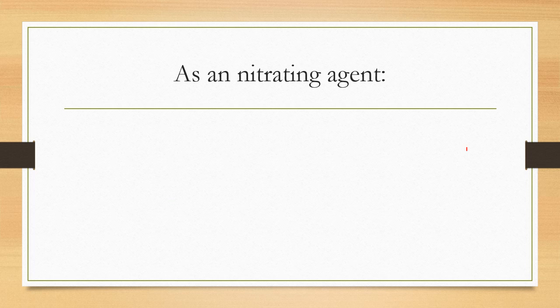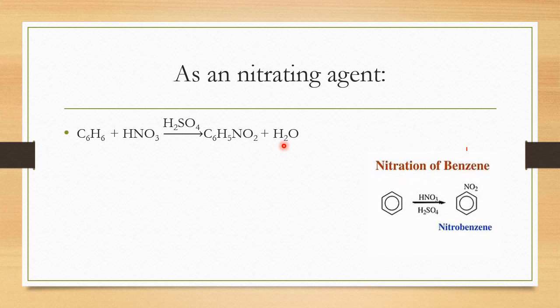The other important chemical property of nitric acid is as a nitrating agent. When an organic compound like benzene is treated with concentrated nitric acid and sulfuric acid, the hydrogen atom from the benzene is replaced and substituted by the NO2 group from the nitric acid. So benzene treated with nitric acid in the presence of concentrated sulfuric acid gives the compound nitrobenzene with a water molecule.